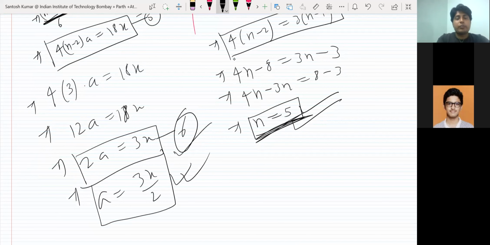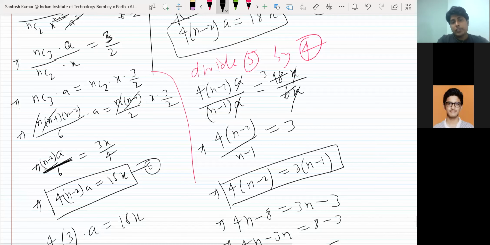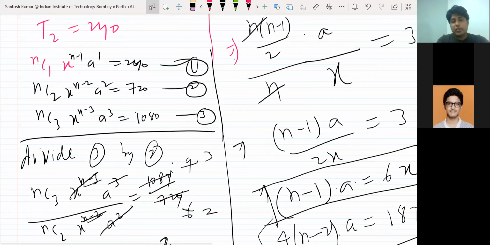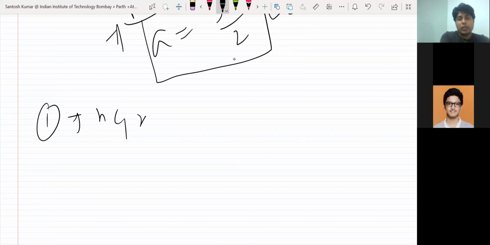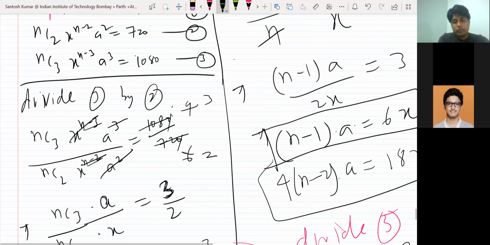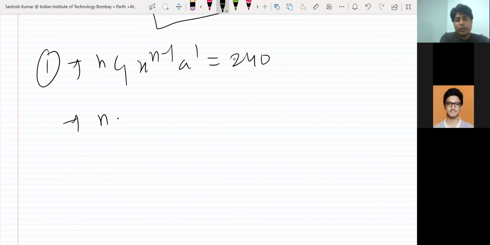Now you replace this in equation 1, 2, 3, any one of them. So what was equation 1? Equation 1, you see, nC1 x raised to power (n minus 1) a raised to power 1 is 240. You can use any one of the equations. After practicing many questions, you will get an idea how to get it easily. So nC1 is n, and x you want to find, n was 5. So 5 minus 1 is 4. a is equal to 240.